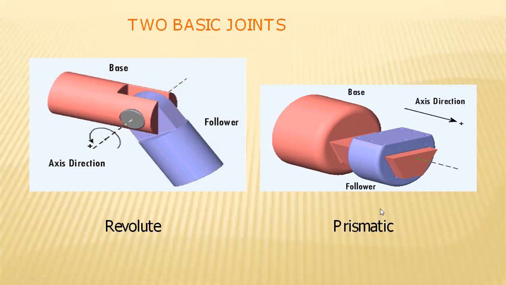And in the prismatic movement, the axis of direction will be sliding over this base. Either it may be positive x or negative x, positive y or negative y, or positive z or negative z.